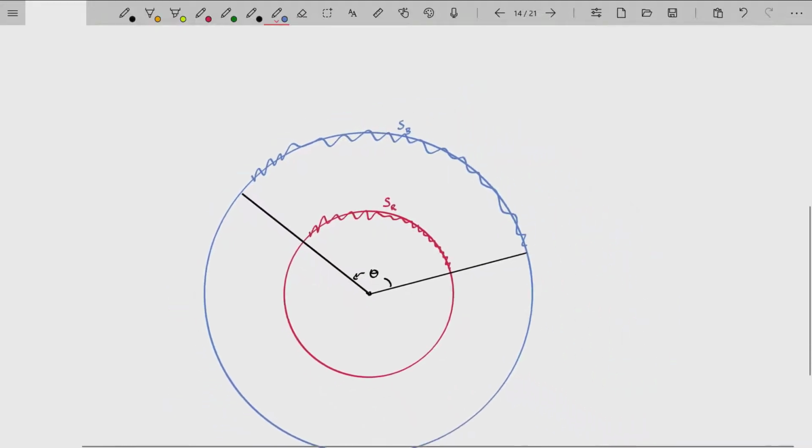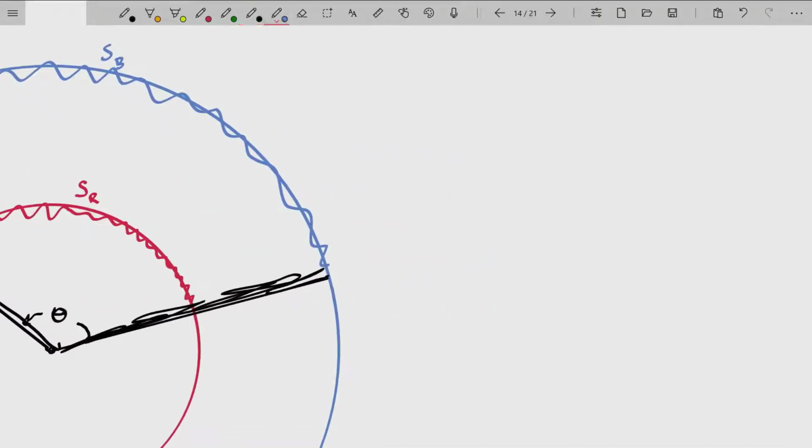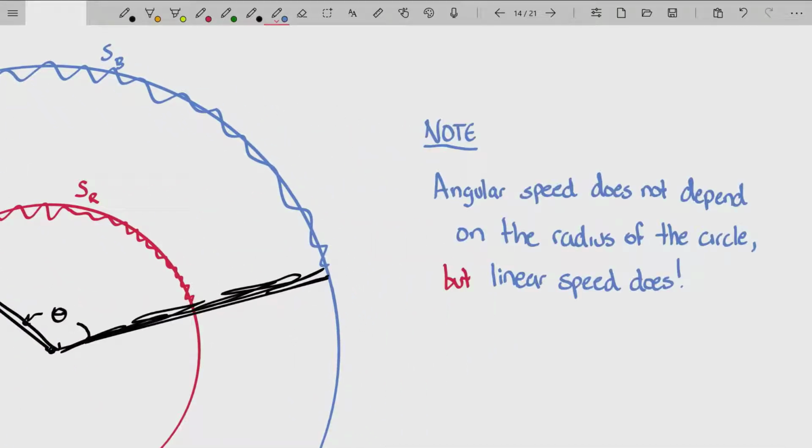And so note that the linear speed, if we start at the initial side here, and we open to this terminal side here in 1 second, whoever's running along this blue track has to run a lot faster than the person running along the red track. The angular speed is the same in both cases. So this is just an aside for me to note here. Angular speed, I'll say, does not depend on the radius of the circle, but linear speed does.